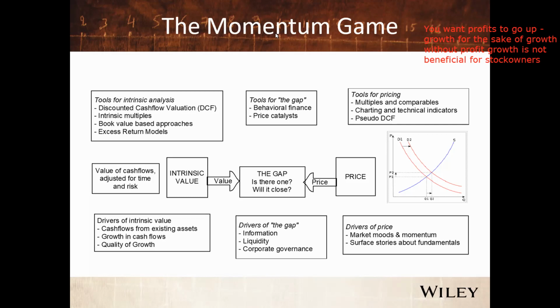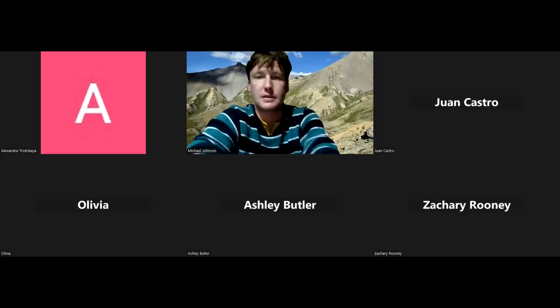Multiples just mean price to earnings. So multiples are price to earnings, price to book, price to sales, any statistic for the company. So that's what it is. Yeah, so that's growth investing.